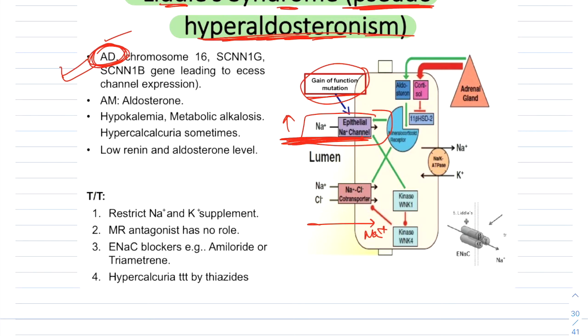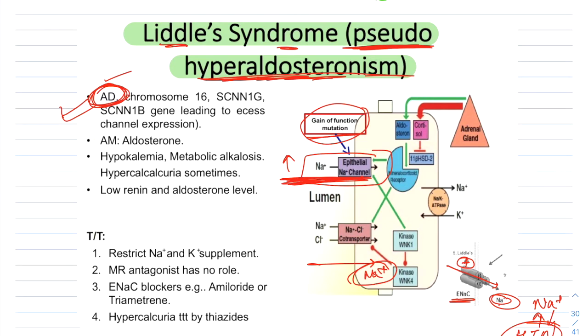It is shown here. So there will be excessive sodium reabsorption through the epithelial sodium channels because of the gain of function mutation in the case of Liddle syndrome, thus causing hypertension. As you already know, excessive sodium reabsorption occurs in exchange for potassium and hydrogen. So it causes loss of potassium and hydrogen into the lumen, in the urine, and thus causes decreased potassium and decreased hydrogen levels in the blood, causing hypokalemia and metabolic alkalosis.